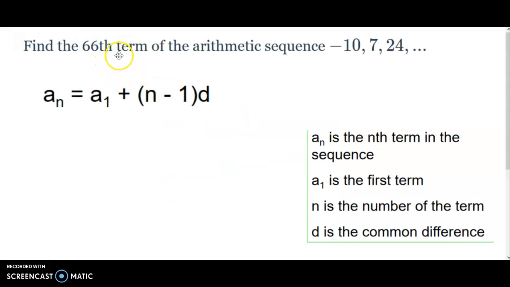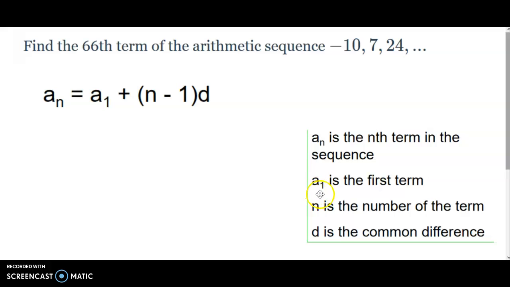So here it says find the 66th term of the arithmetic sequence. So what they're asking is, if I go negative 10, 7, 24, and go all the way to 66, what would that number be? Okay, so I want to go all the way up to 66, and want to know what that number is going to be. And you're going to use this formula to find out. So this is what you're going to do.